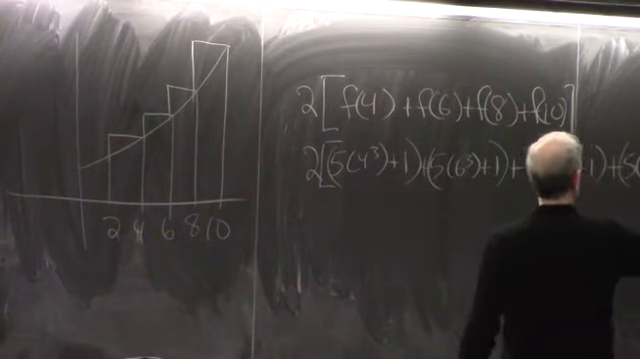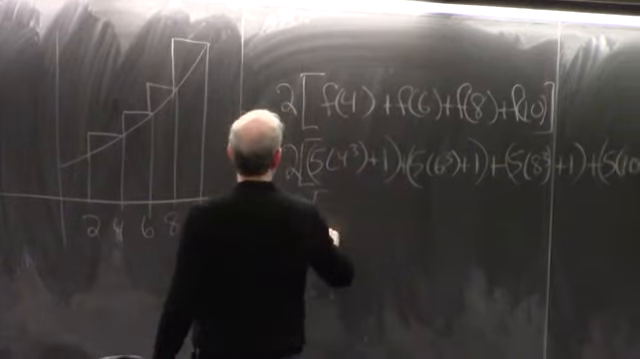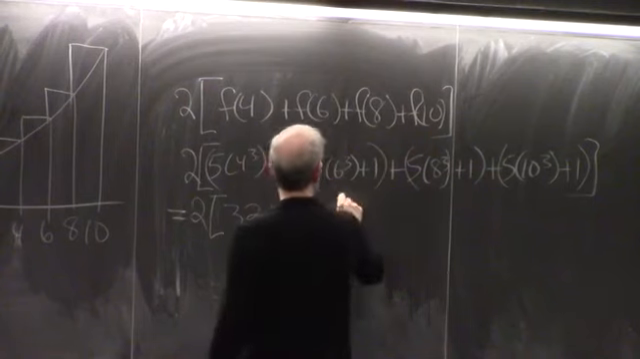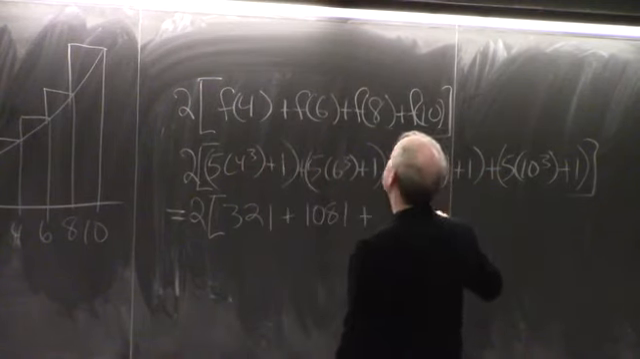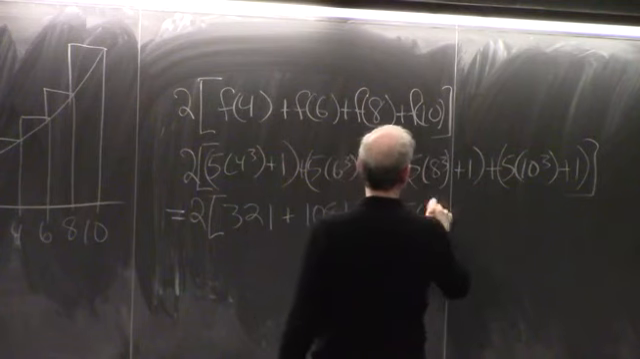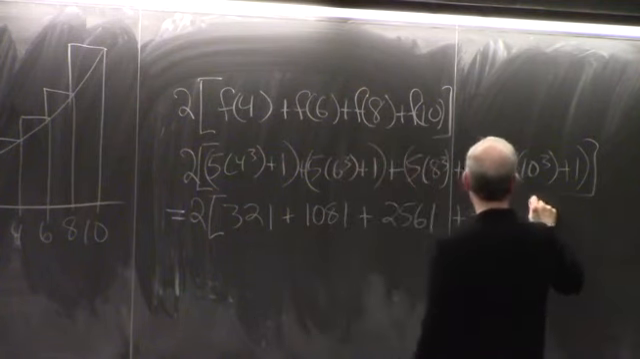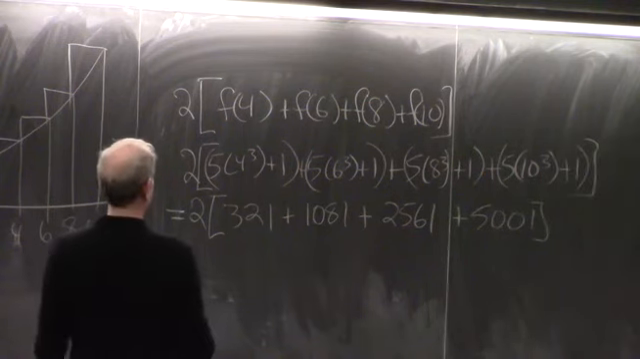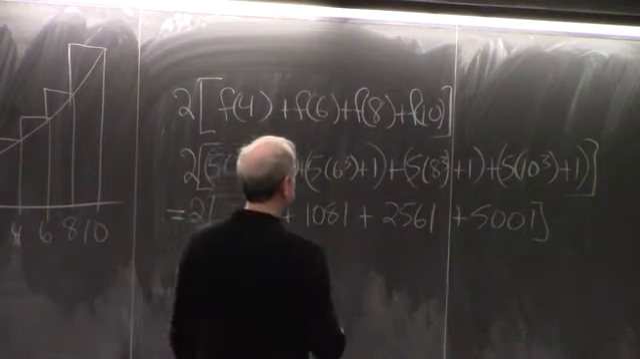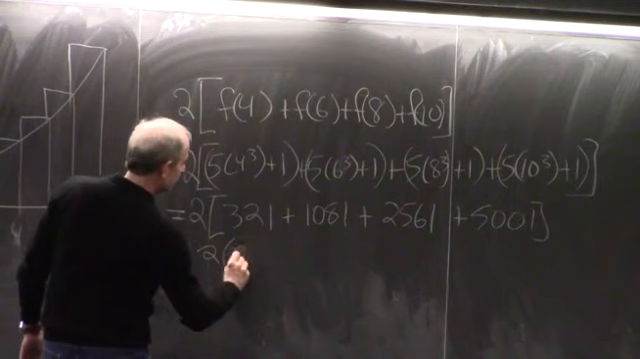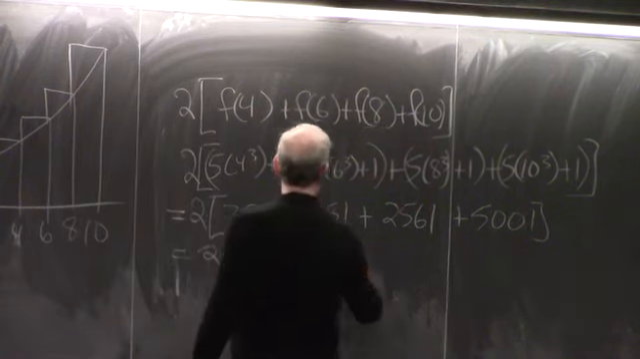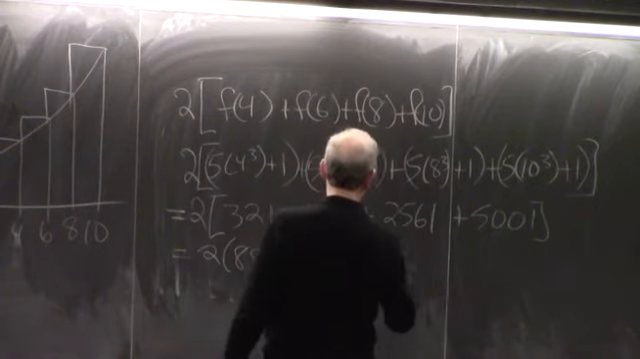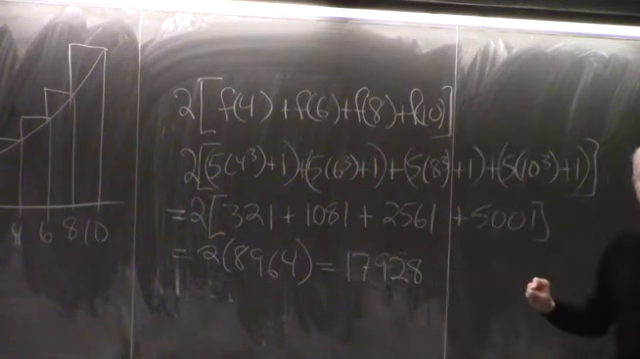That is 2 times 321 plus 1081 plus 2561 plus 5001. Is that correct? Alright, so now I have to add them up. Let's see, 1402, 3963, 8964 times 2. Right? Which is 17,890, nope, 17,928. Alright? Okay. Good, huh?